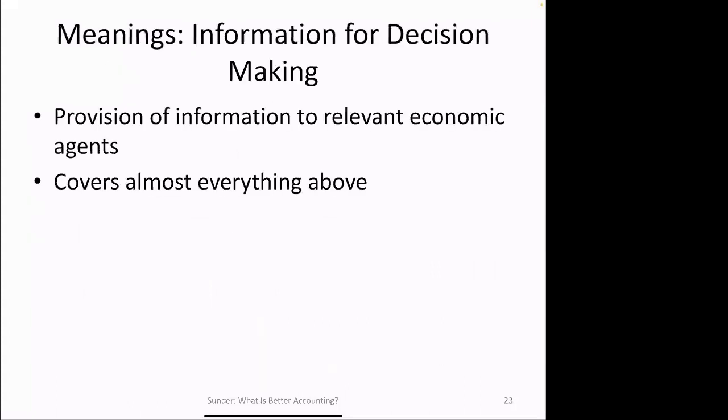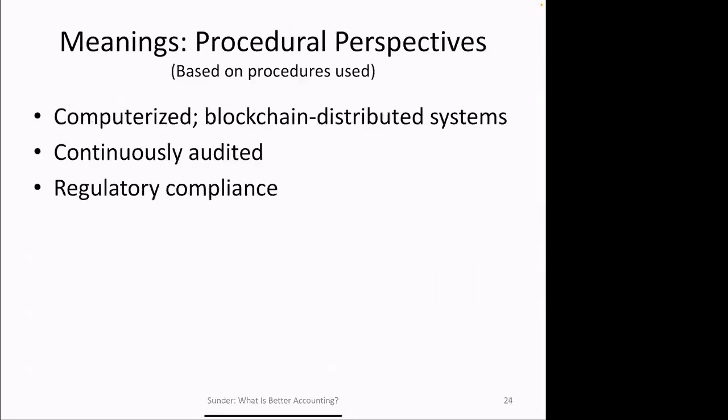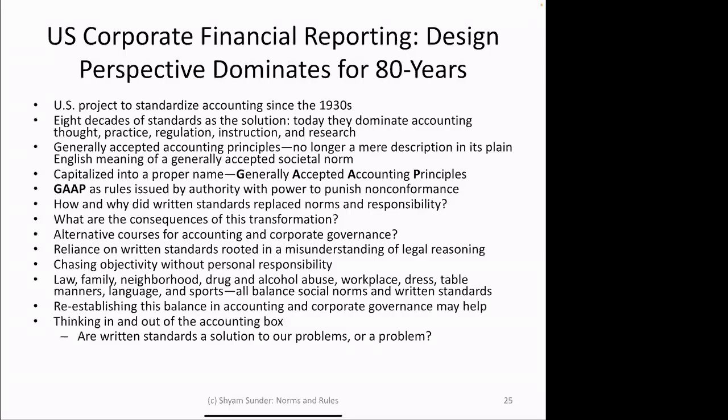Meaning could be better decision-making, which is very popular in academic literature. But I'm not passing judgment on this. I'm just listing the broad range of possibilities that exist. Meaning could be procedural, computerized, continuously audited, regulatory compliance. Perhaps I should add blockchain too here, now that it's very popular.